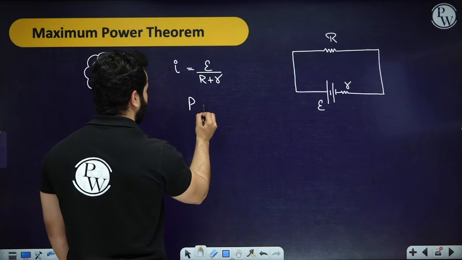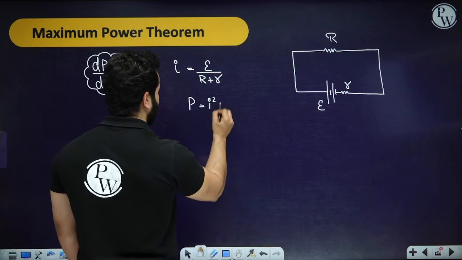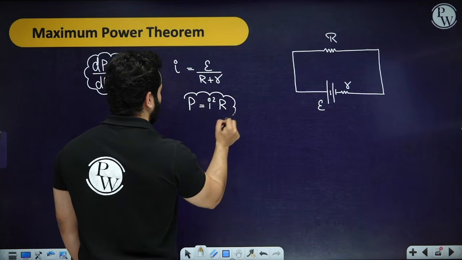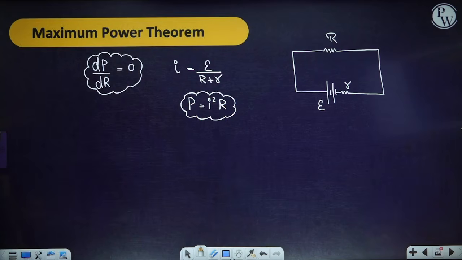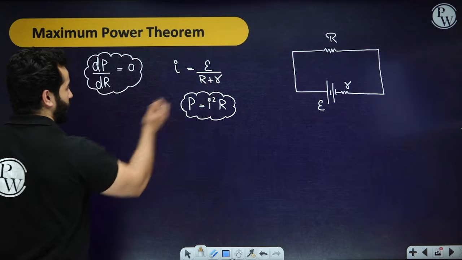Power is nothing but I square times R. So just substitute the value of current. If we substitute the value of current, we'll get the answer as small r equals capital R.